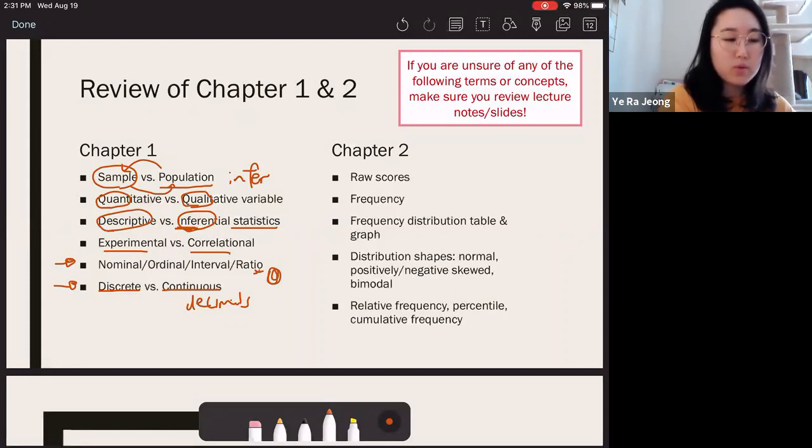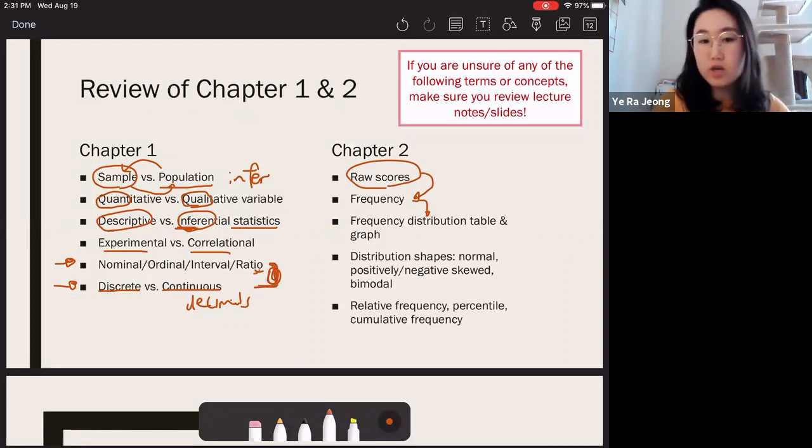Then in chapter 2 we covered frequency, and we talked about how raw scores can be organized into frequency, specifically in a frequency table and graph. Again, depending on what type of variable you have, what type of mathematical characteristics your scores have, that changes the type of graph you make, whether you're making a bar graph or histogram or even a polygon.